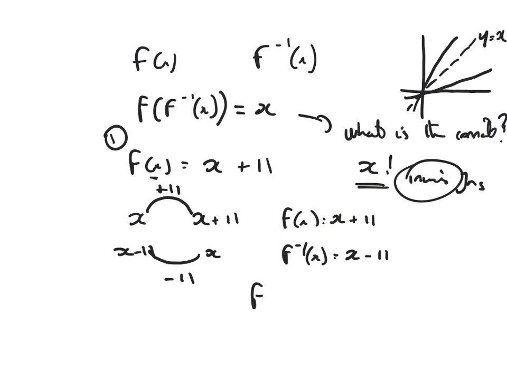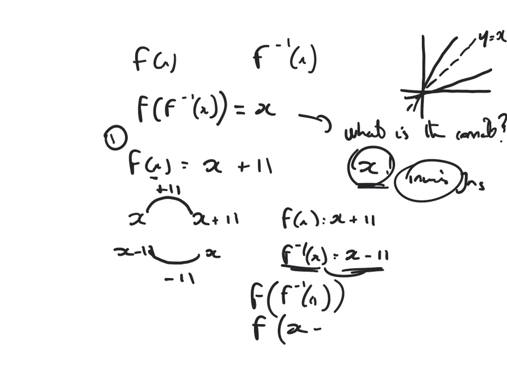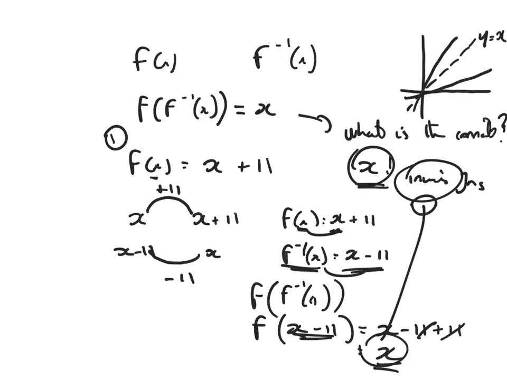Now we can also see if this result is true. f of f to the minus 1 of x would be f of x minus 11. The f function tells me whatever's in the bracket, write it down and add on 11, which gives me, as expected, the result of x, which means these are inverse functions. Okay, so let's try another.